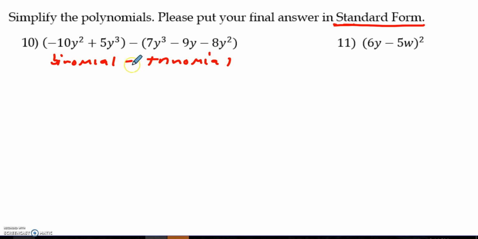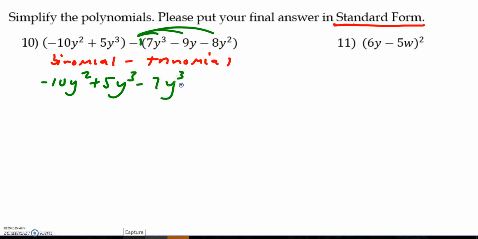When I'm subtracting, all we're eventually asking is to combine like terms. I guess technically we do need to distribute one thing. This is really a negative 1 in front of this parenthesis, so we could multiply everything here by a negative 1 first. So I'd have a negative 10y squared plus 5y cubed. Then when I multiply by a negative, all the signs change. So we now have a negative 7y cubed, a positive 9y, and a positive 8y squared.